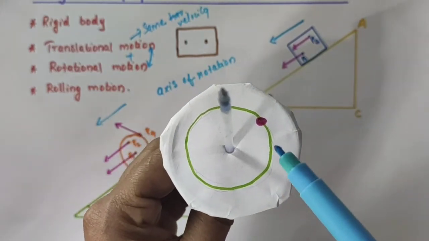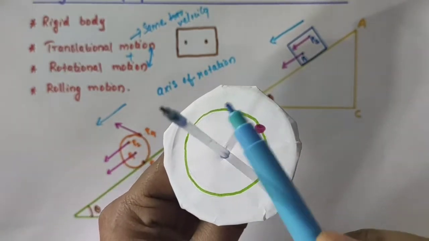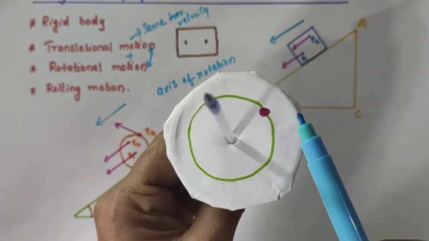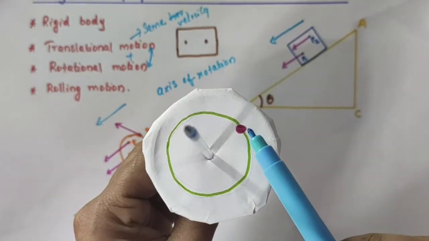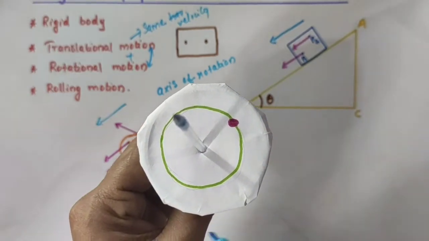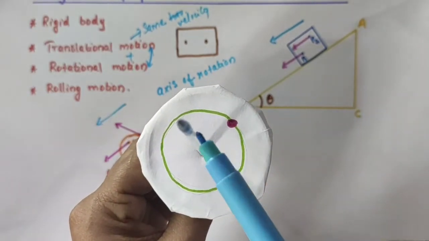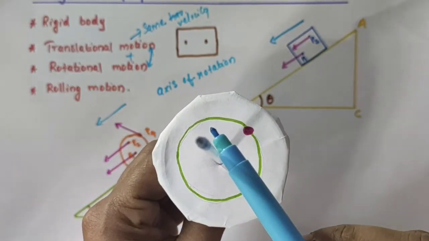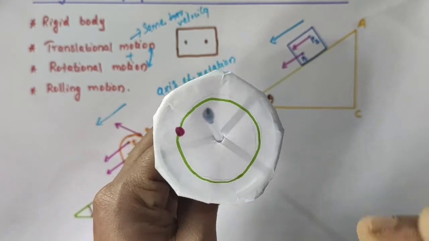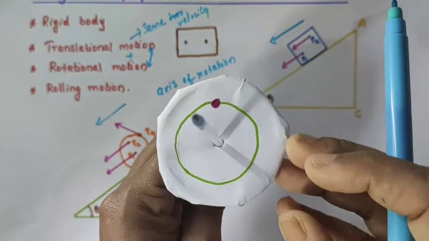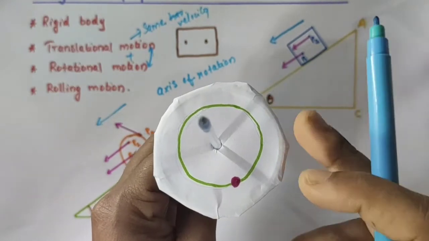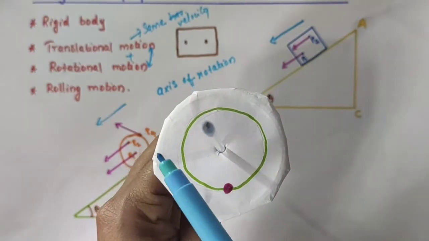Now see, this axis is passing through the center of the circular rigid body. Now consider a particle here, this pink one. You consider this pink one as a particle which lies in this plane. That is, this plane is actually perpendicular to this axis. Now when this rigid body rotates about this axis, then this particle also moves in a circle.